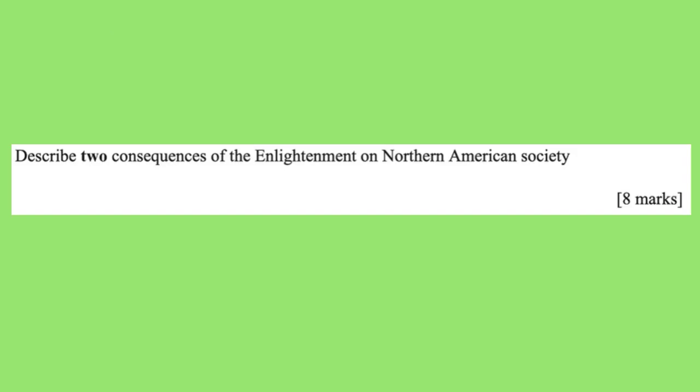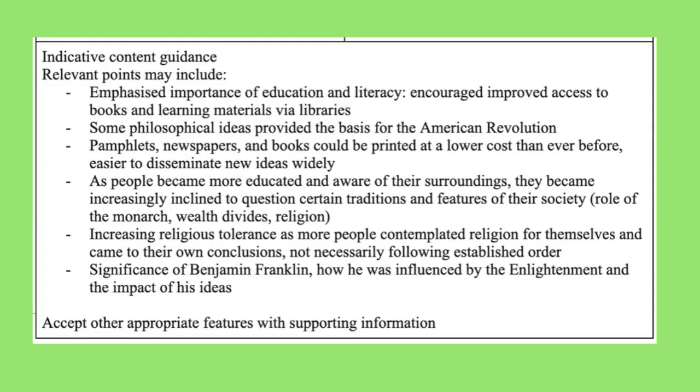Let's take a look at an example to see all of this put into action. So this is a question taken from the British America option, and it says, describe 2 consequences of the Enlightenment on Northern American society. Here are some of the points that you might have made. So let's take a look at an example.